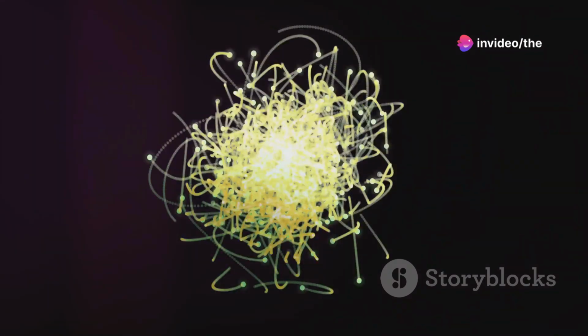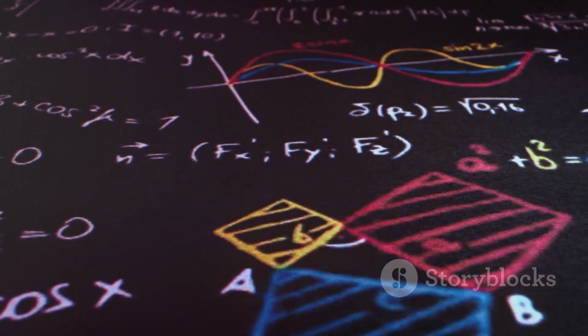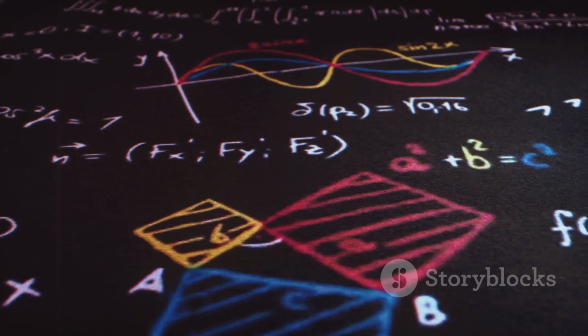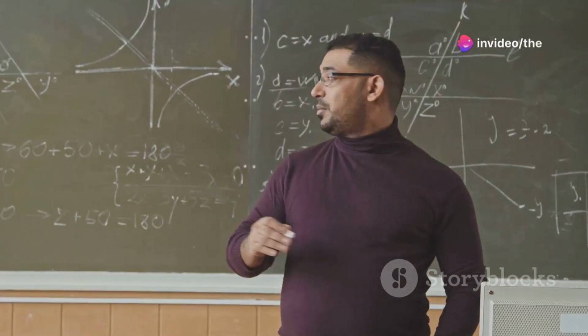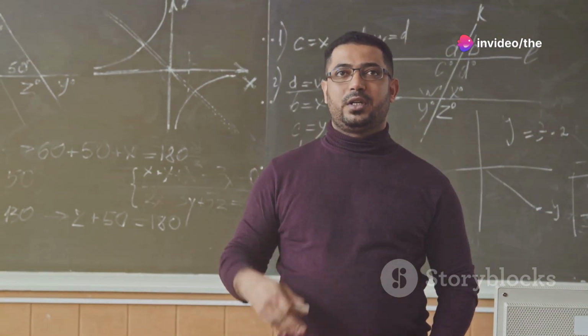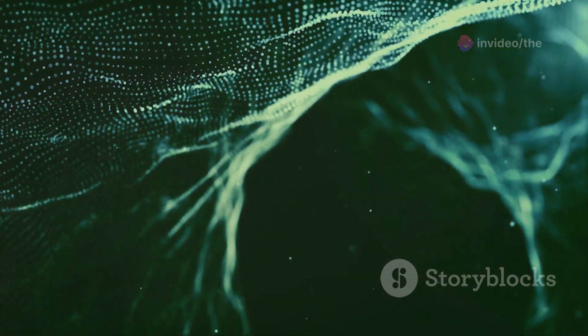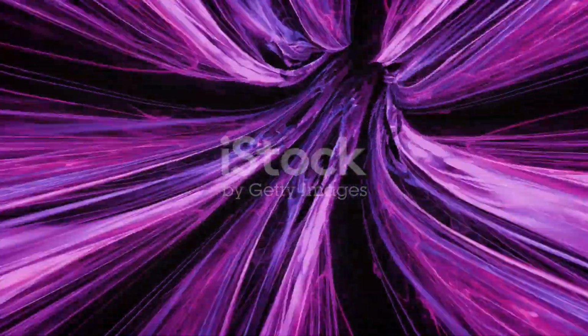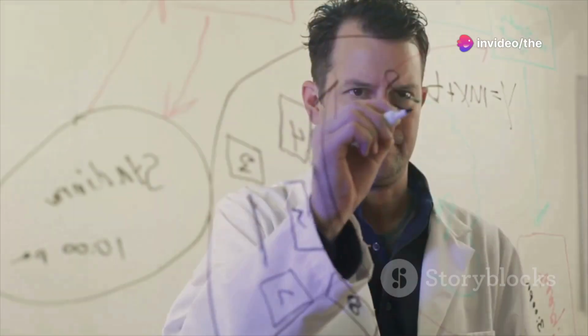Virtual particles are a result of the uncertainty principle. This principle states that certain pairs of physical properties cannot be known simultaneously. For example, the more precisely we know a particle's position, the less precisely we know its momentum. Virtual particles allow for temporary violations of energy conservation. They borrow energy from the vacuum and then return it. This borrowing is allowed as long as it happens within a short time.